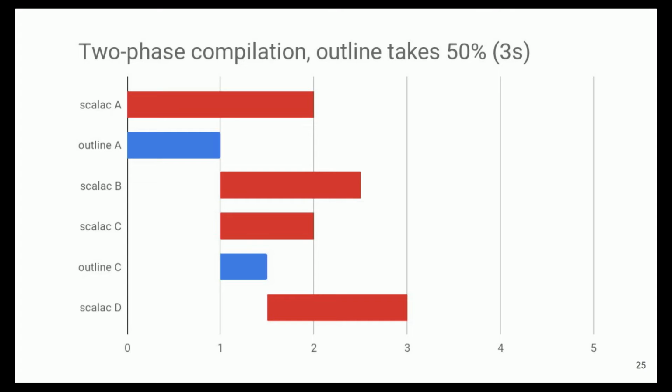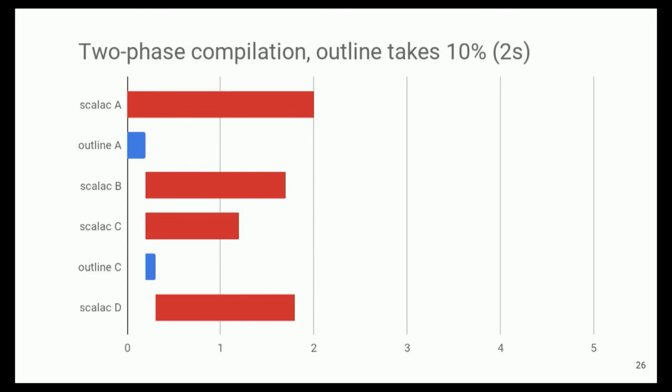That's pretty good, but we can do even better. Remember, RSC was very fast at resolving names. So actually, for RSC, the picture looks like this. My outlining is so fast.